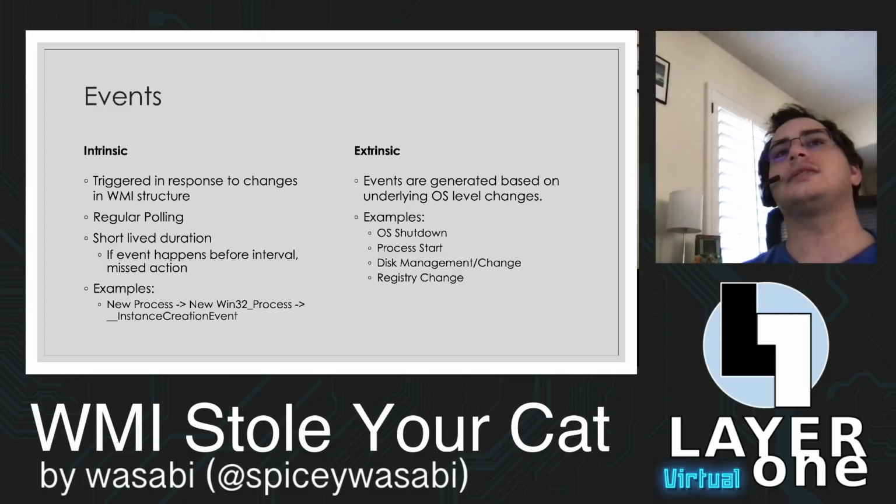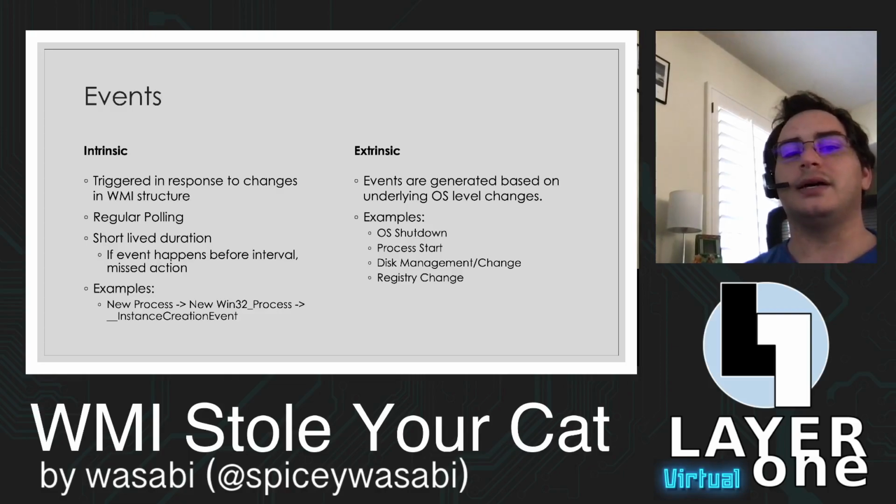Extrinsic are OS-level host changes. This is like disk changes, registry changes, and other events where something has changed. It's a trigger. And so these are a little more challenging to look at, but they also are very powerful, and you can take a look at them.